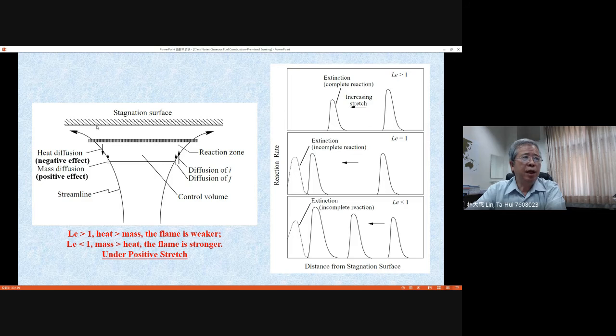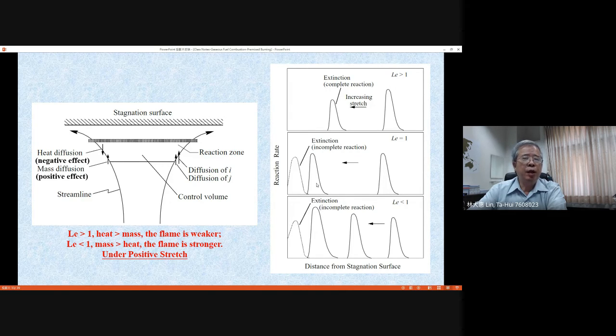For the stagnation point flow, there are two reasons for extinction as you increase the injection velocity. Here, I explain again. The flame starts from a certain distance away from the stagnation surface. When you increase your injection velocity, this flame will move closer. Up to here, it still remains a steady burning very nicely.